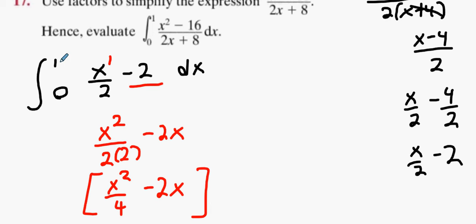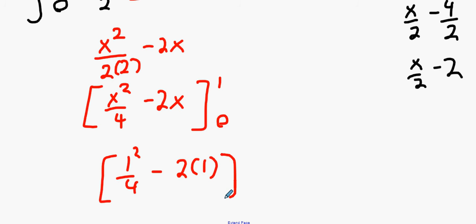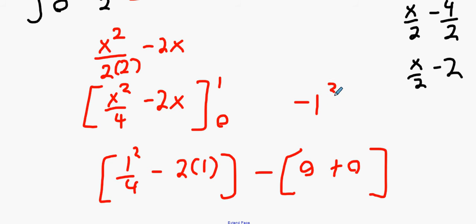Now we have these two limits here, which is 1 and 0. So what are we going to do here? Sub 1 and 0 in. So 1 squared over 4 minus 2 times 1. Take away zeros because x is in everything. And what do we get? A quarter minus 2, which is minus 1 and? We got minus 1 3/4. There we go. Happy days.